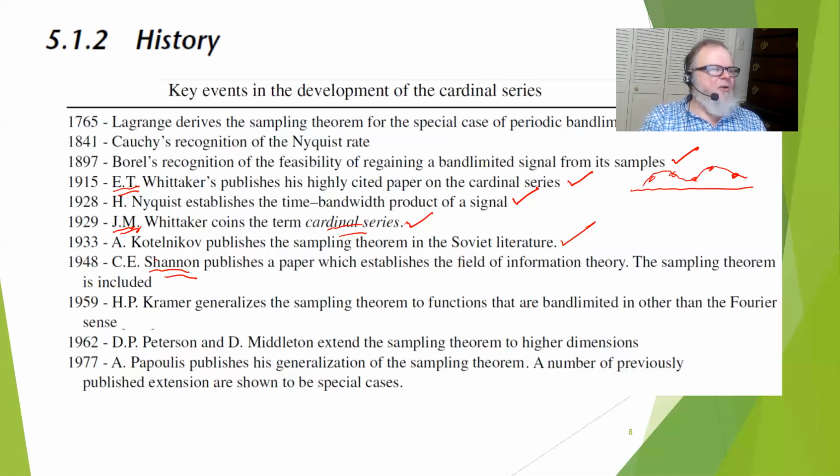Today, I have heard the sampling theorem referred to as the Whittaker-Shannon-Kotelnikov sampling theorem. There was a Stanford professor in Fourier optics who referred to it as the Shannon-Whittaker-Kotelnikov sampling theorem. The professor was Joe Goodman. His book was Introduction to Fourier Optics.